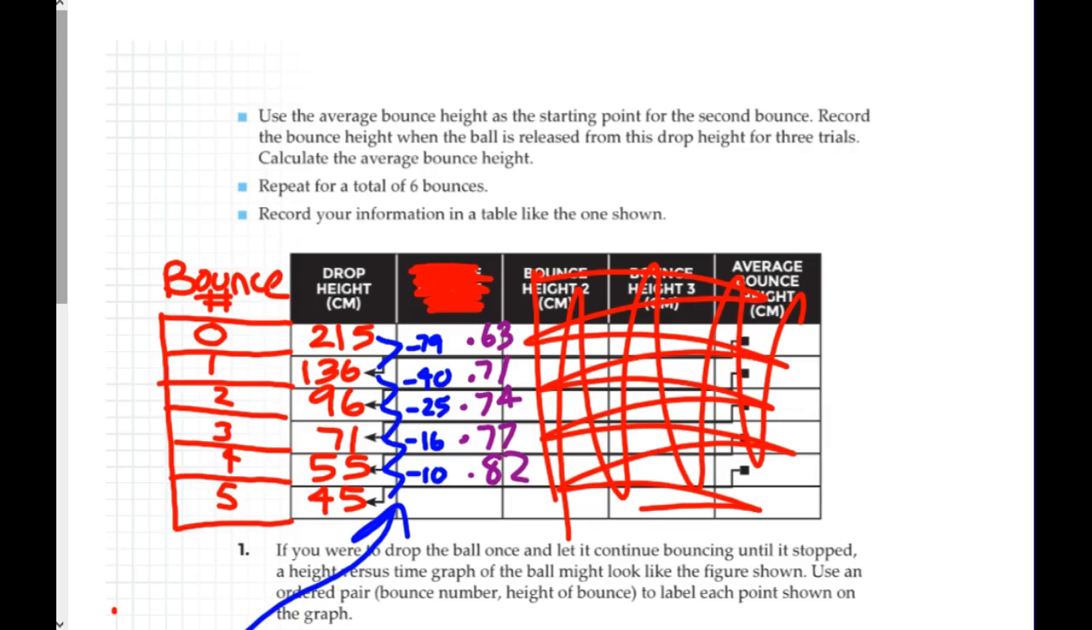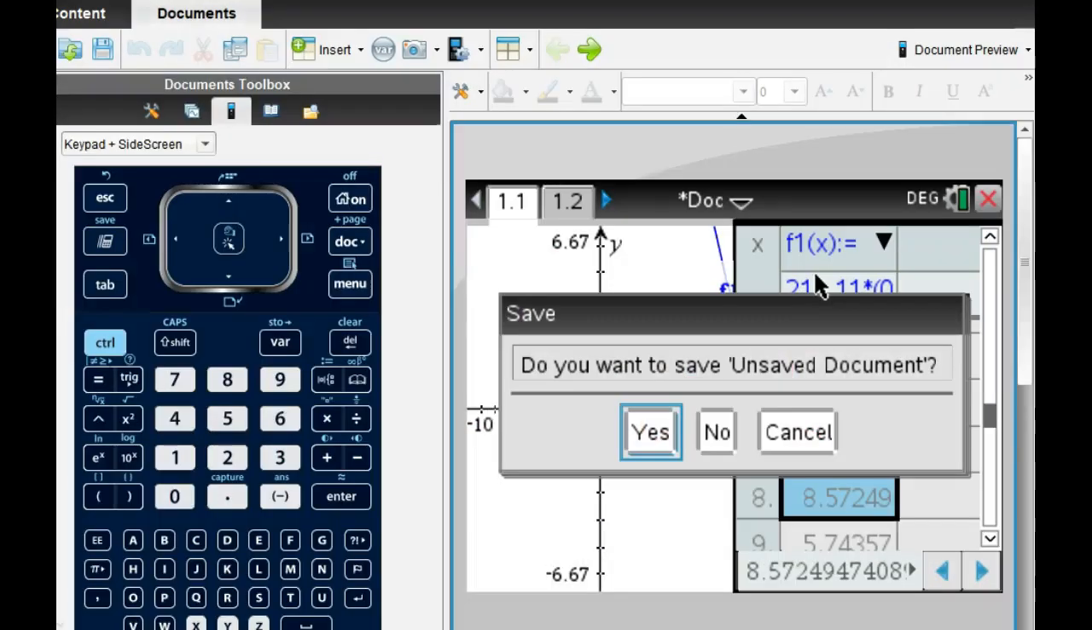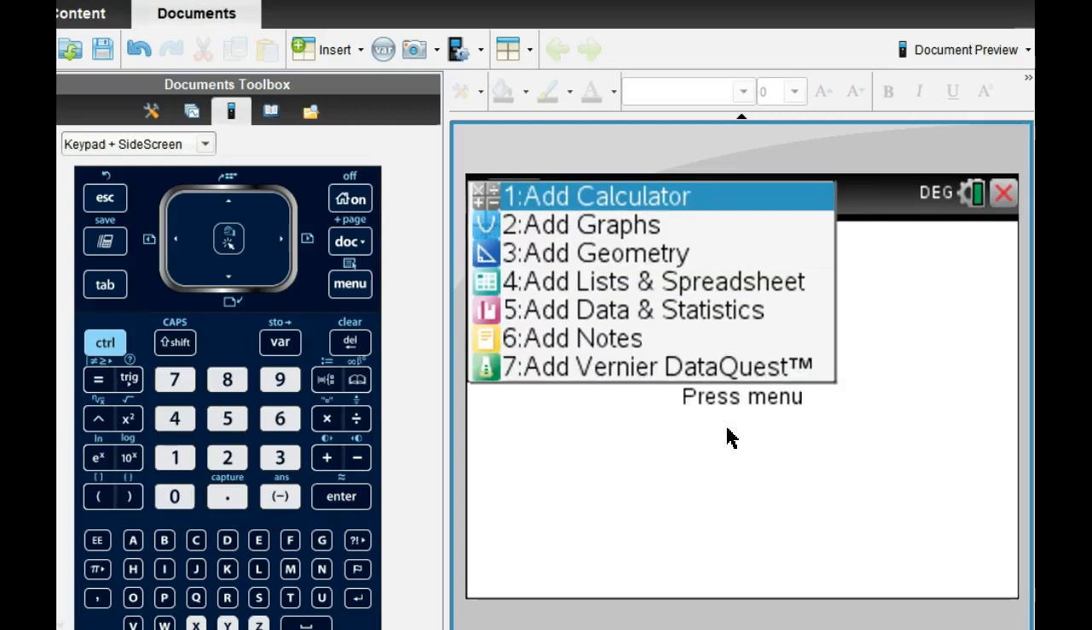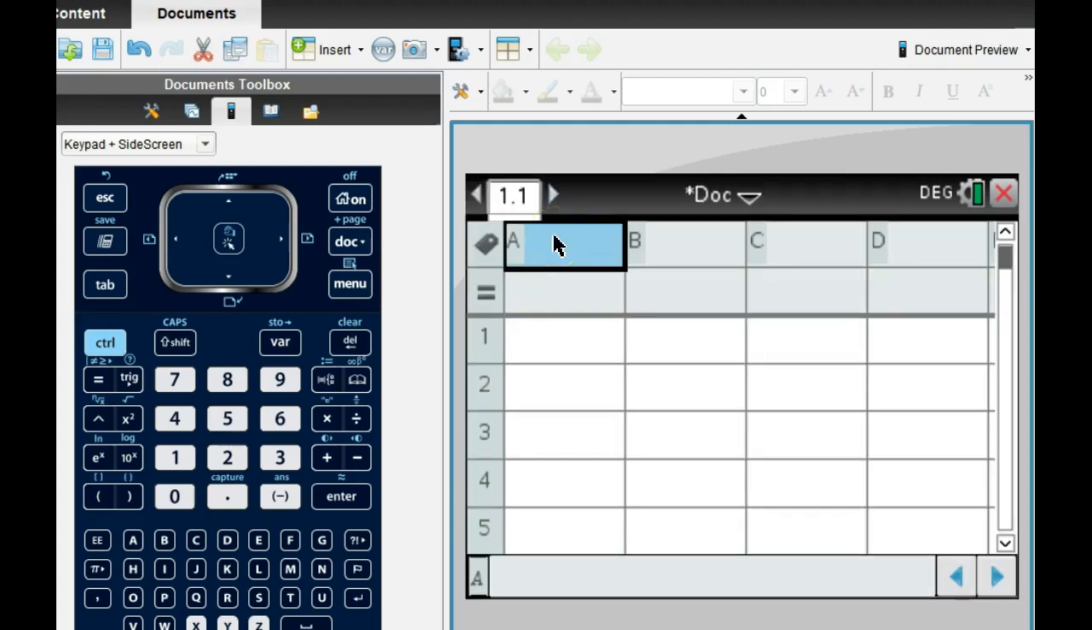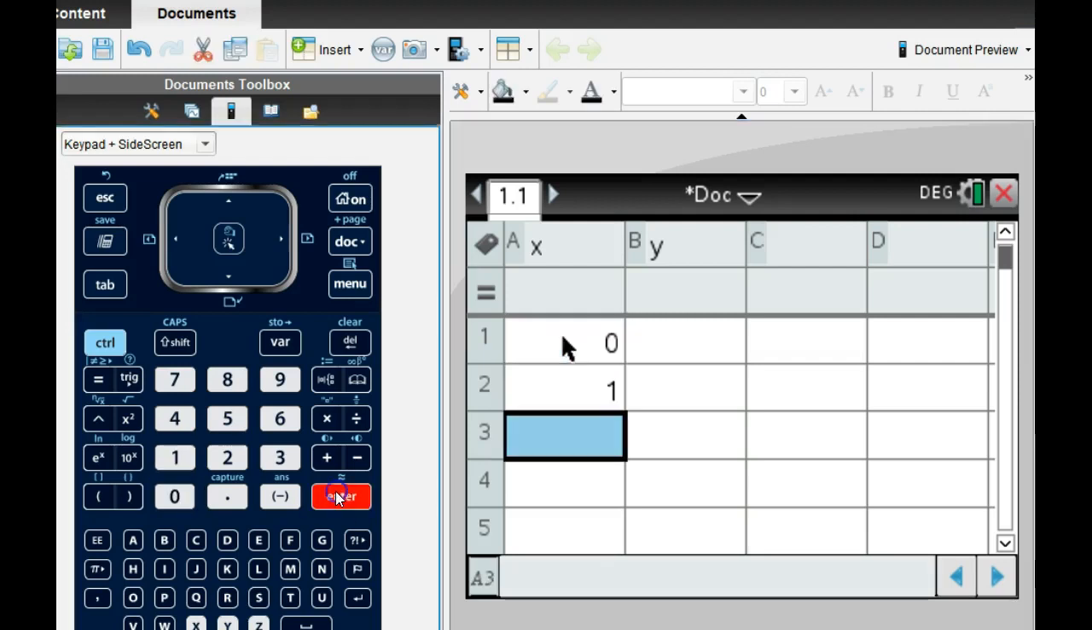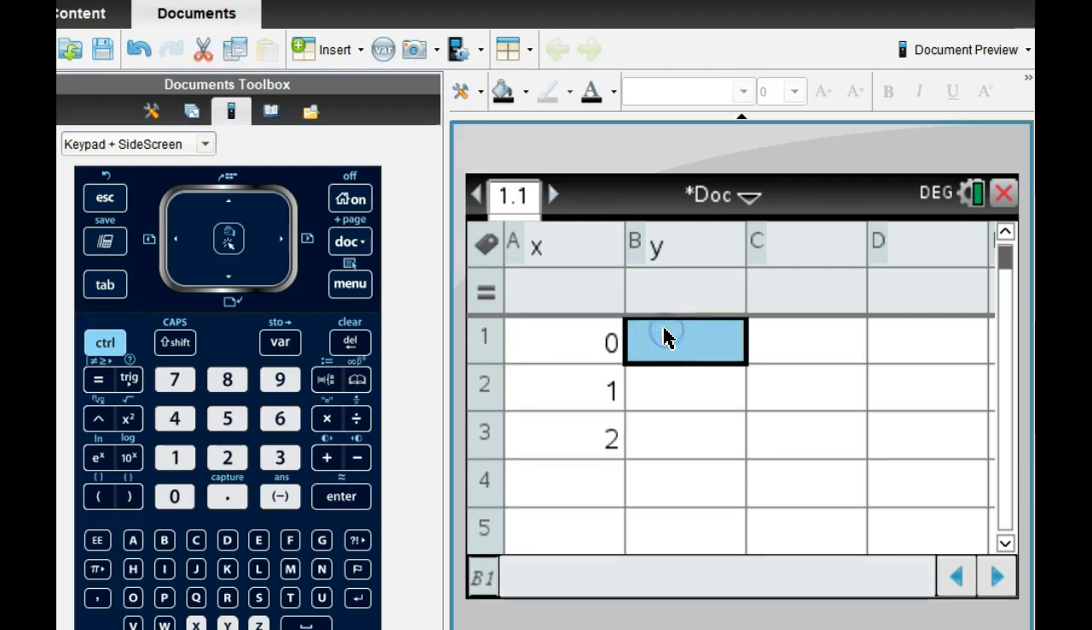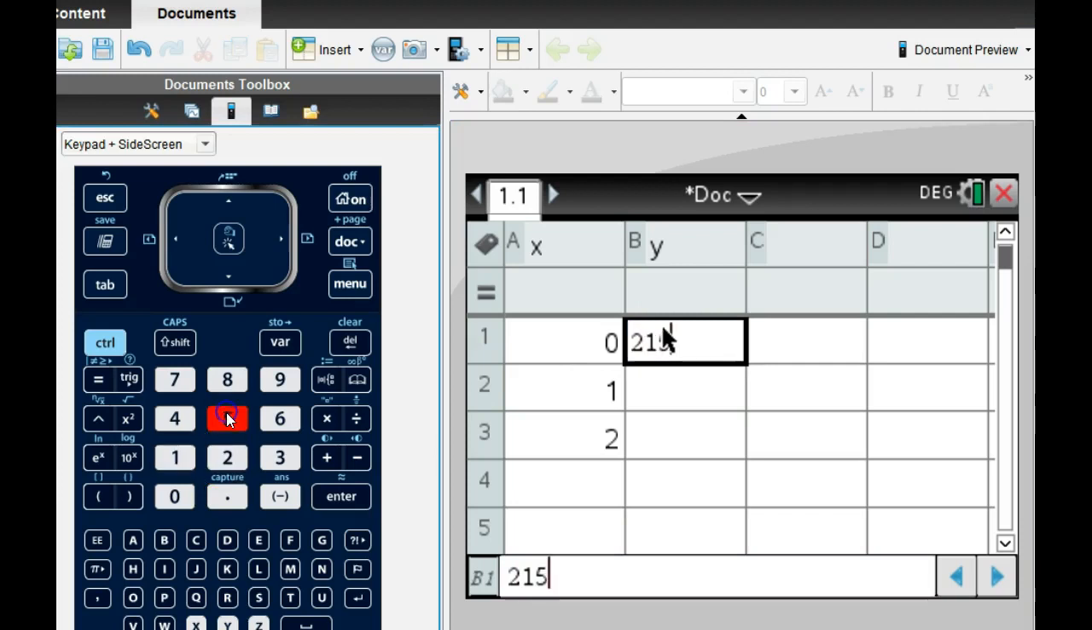So I'm going to freeze that over there. And again, we know how to use regressions. Let's use regressions, right? So we go to lists and spreadsheets, x at the top, y at the top. And we're going to put in just 3 of these, okay? So 0, 1, 2. And then we got 215, 136, 96, okay?